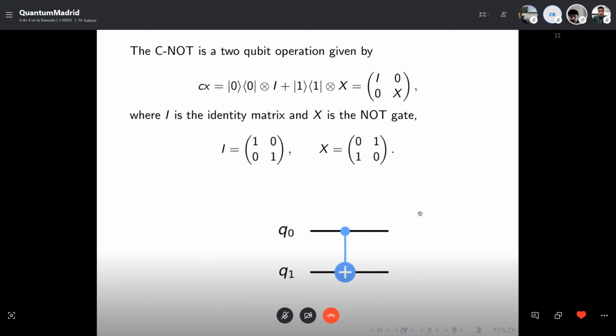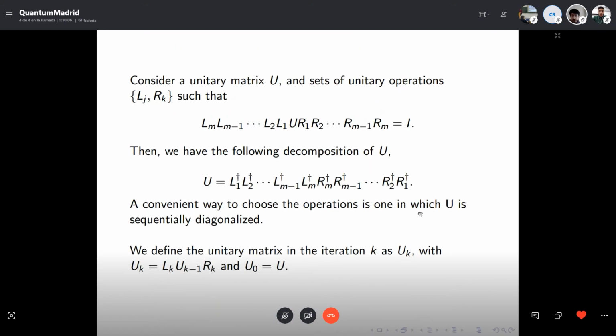So now I will talk about the algorithm I followed to construct my solution. It is based on the following proposition. Consider a unitary matrix U and a set of operations L and R such that they satisfy this equation. Here is the U matrix, and the operations L and R multiply from both sides, and this product is equal to the identity. So if we find operations that fulfill this equation, we have the following decomposition of U. That's very simple. You just invert the operation in the first equation, and we get the second one. So the problem is reduced to finding or constructing the operations L and R.